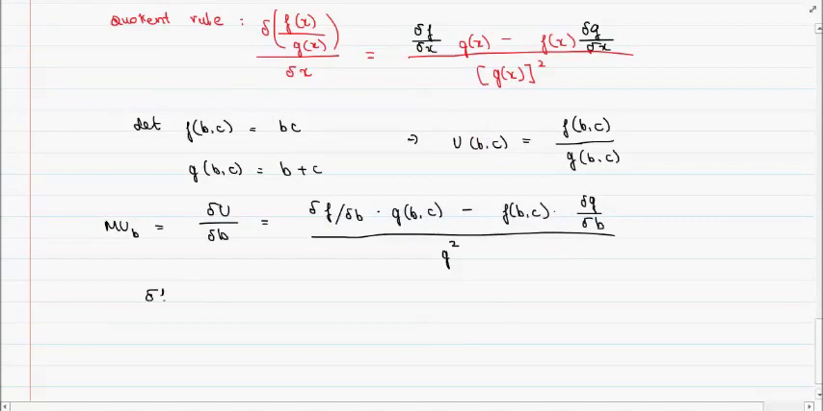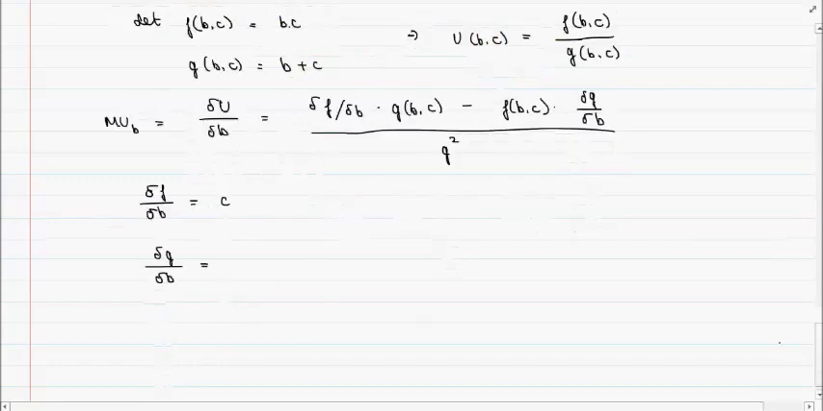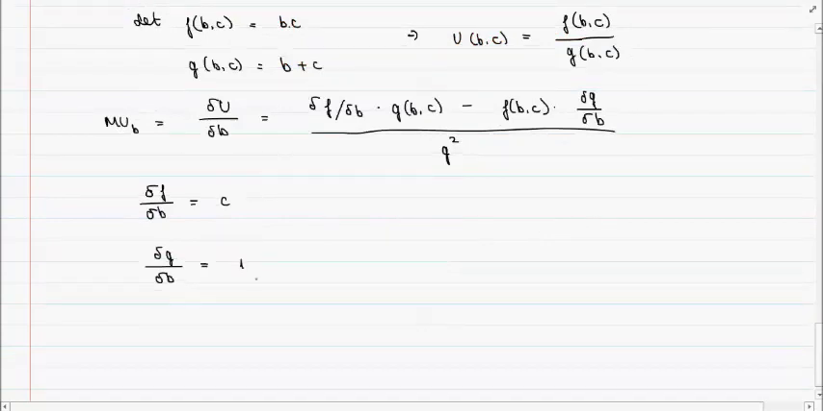Now, the differential of f with respect to b, given that f is equal to b times c: if you differentiate f with respect to b, you're treating c as a constant, and that is just going to give you c. Now the differential of g with respect to b, so the g function is equal to b plus c. If you differentiate that with respect to b, you get 1, and if you differentiate c with respect to b, you get 0. So 1 plus 0 equals 1.